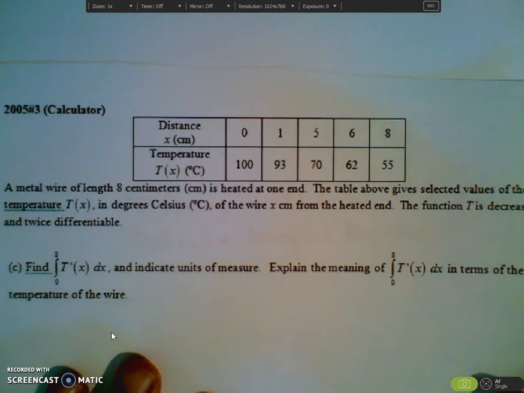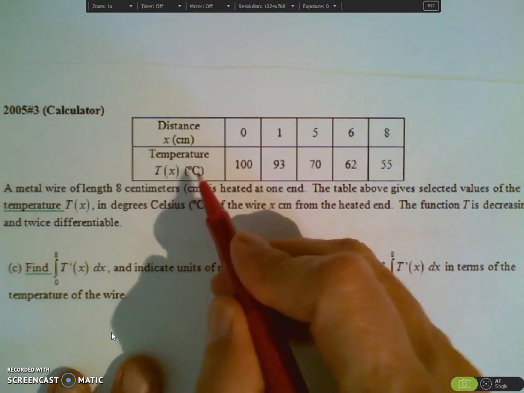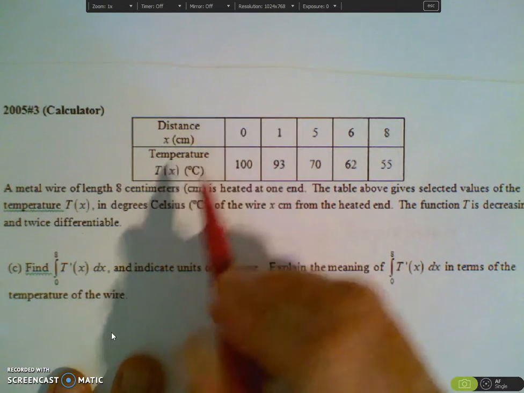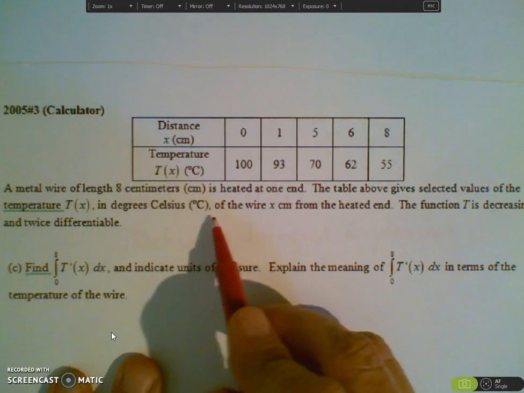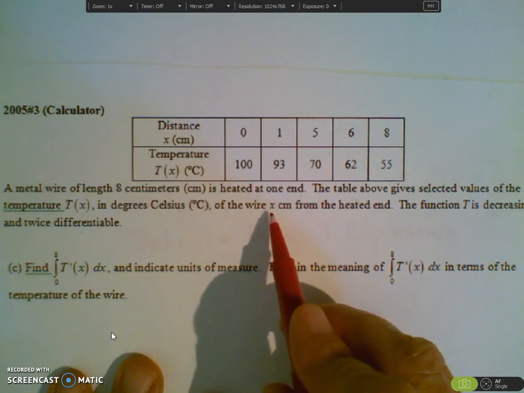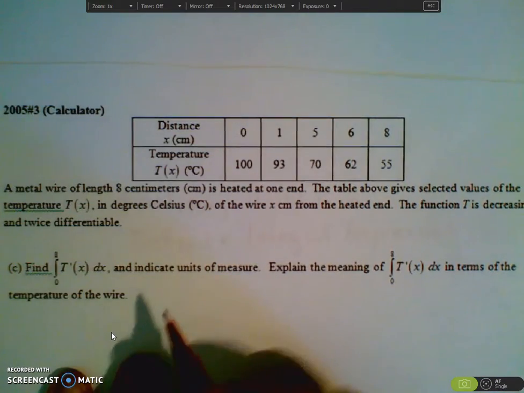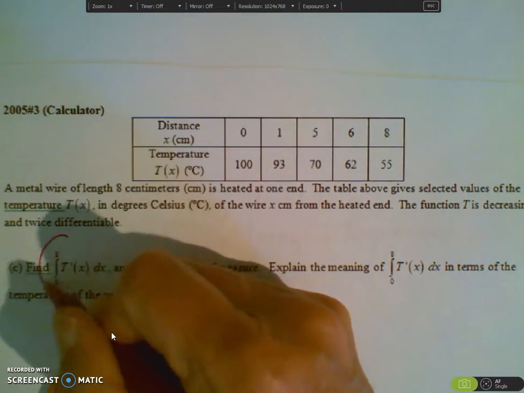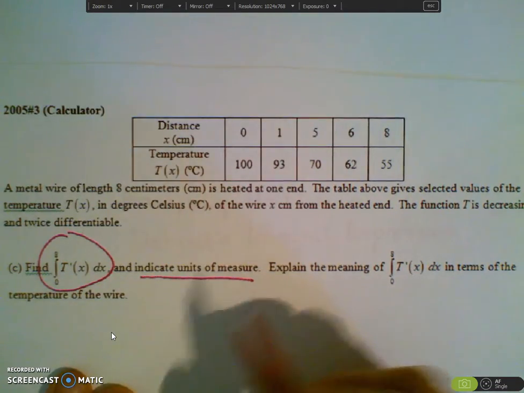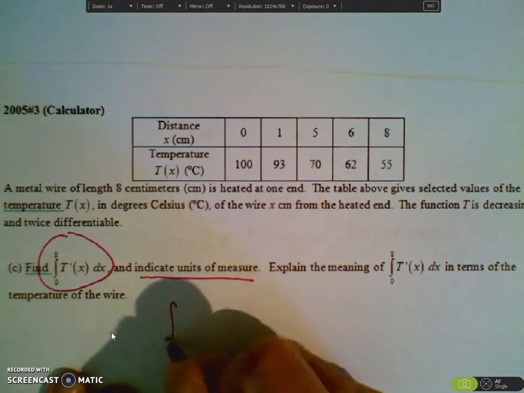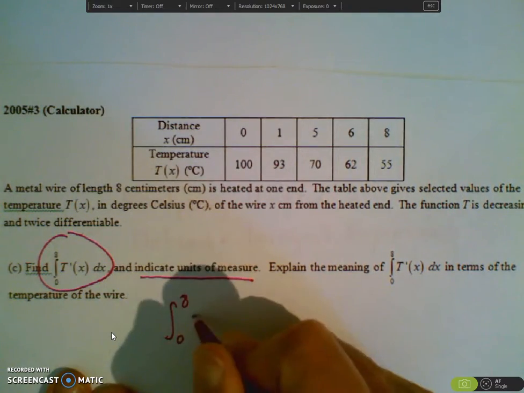In this example, we have the temperature of a wire that's being heated, and the temperature is measured in degrees Celsius, and the temperature varies along the length of the wire. X represents the number of centimeters from the heated end. So here we're asked to find the value of a definite integral and indicate units of measure. So what I would like to do is attach units to the various parts.